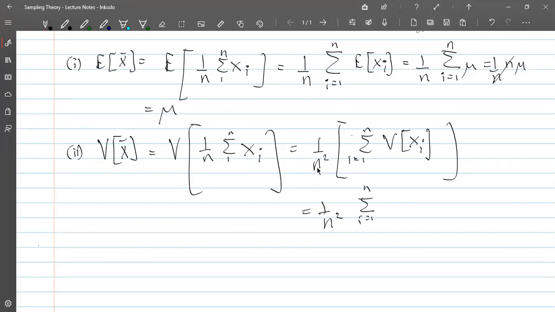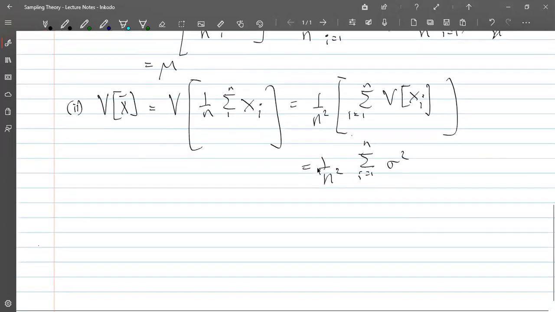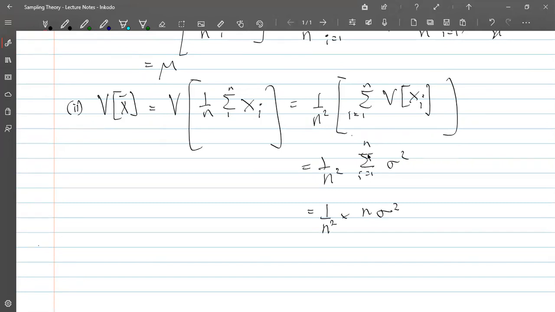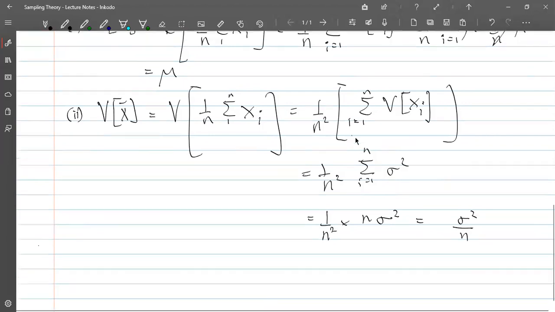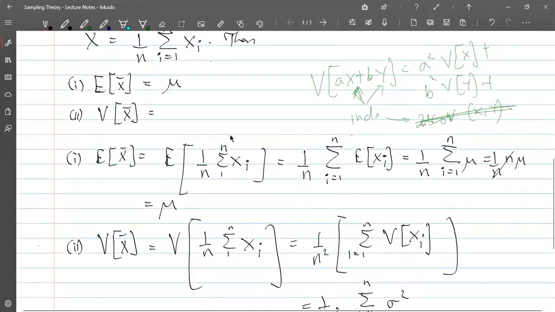So this is 1 by n square summation sigma square. Again, we have a summation of a constant n times. So sigma square plus sigma square, etc., n times. So that is n sigma square, not n square. We are just adding up the various sigma squares. Okay, there's no squaring involved. So it is just n. So this is sigma square by n. Right.